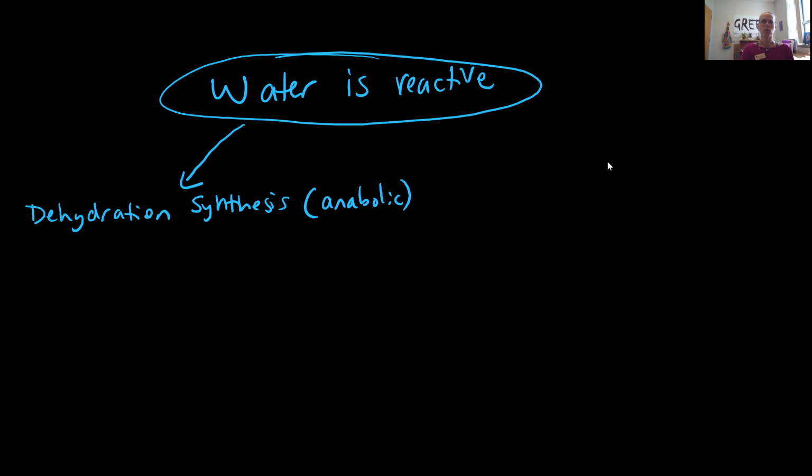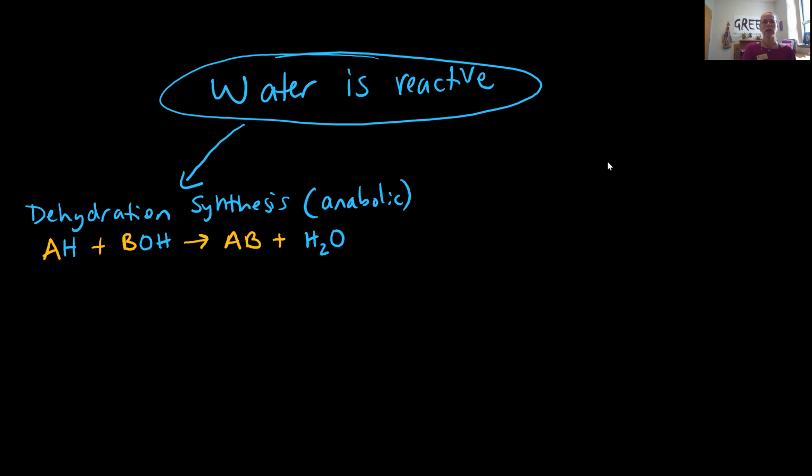When we're talking about water being reactive, we have two types of reactions that involve water. So the anabolic version is called a dehydration synthesis reaction. Dehydration synthesis. So right there in the name, we have the term synthesis. So that tells us that we're talking about an anabolic reaction.